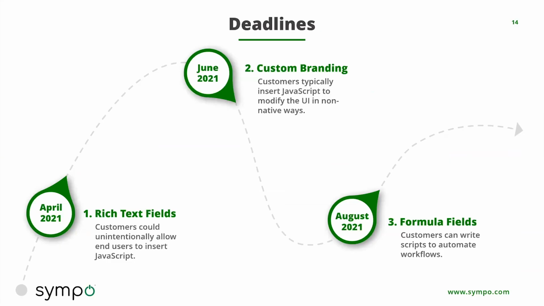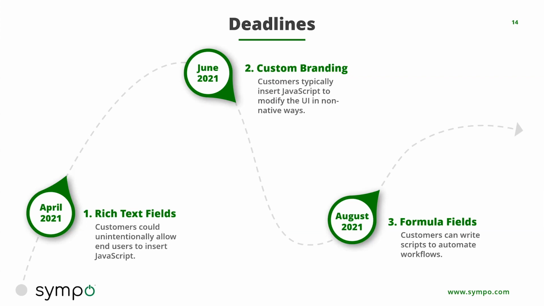Let's cover the deadlines. The first deadline is April 2021, where JavaScript will no longer be allowed in rich text fields. This use case is where actual users, not administrators, would intentionally inject JavaScript into a text box. Again, it's not common because they would have to be pretty savvy users, and the average user does not typically do this. If you didn't notice the closing of this type of injection, chances are it was probably not occurring in your app. Our next deadline is June 2021.